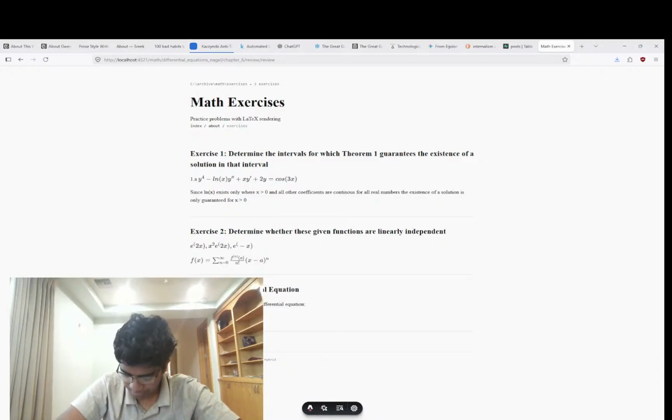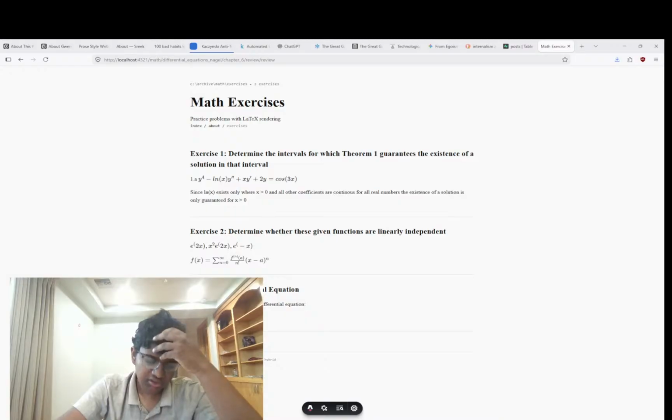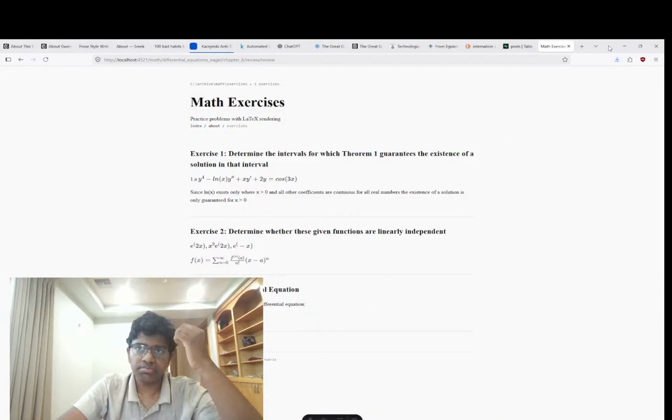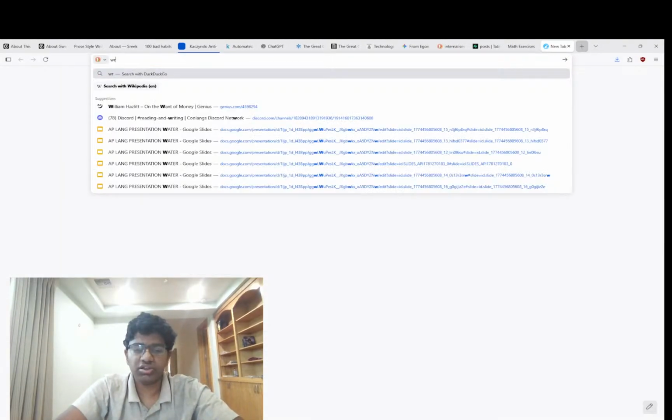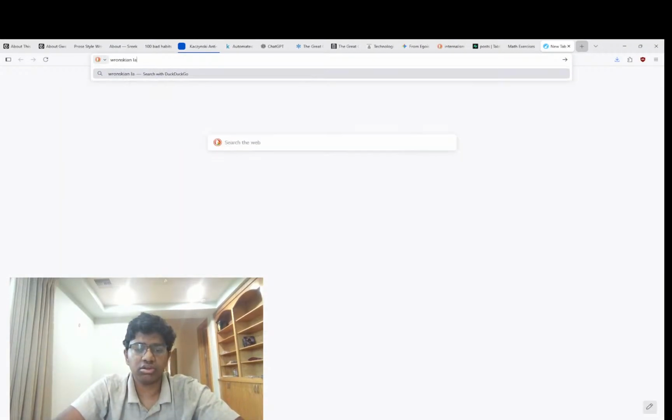So how do we do this problem? The best way to do these types of problems is to take the Wronskian of all the solutions. So I guess let's do that. But I don't actually know how to write a Wronskian in LaTeX yet, so let's check that out. Wronskian LaTeX.